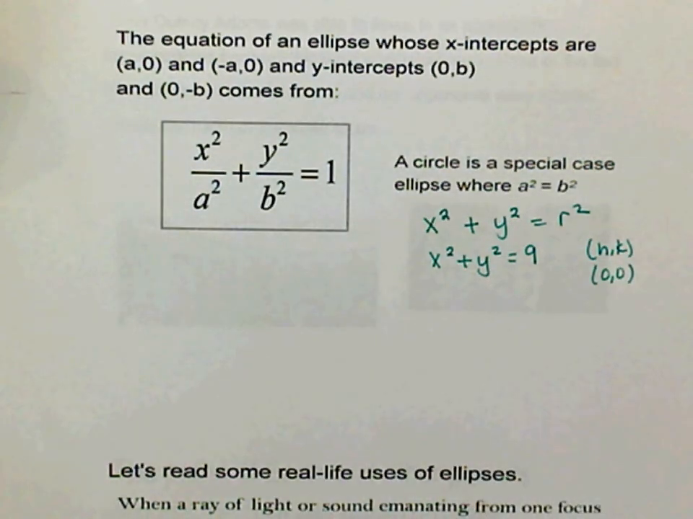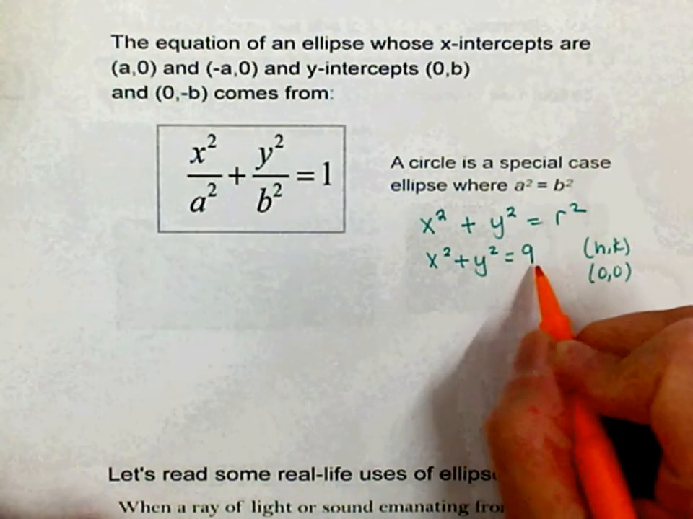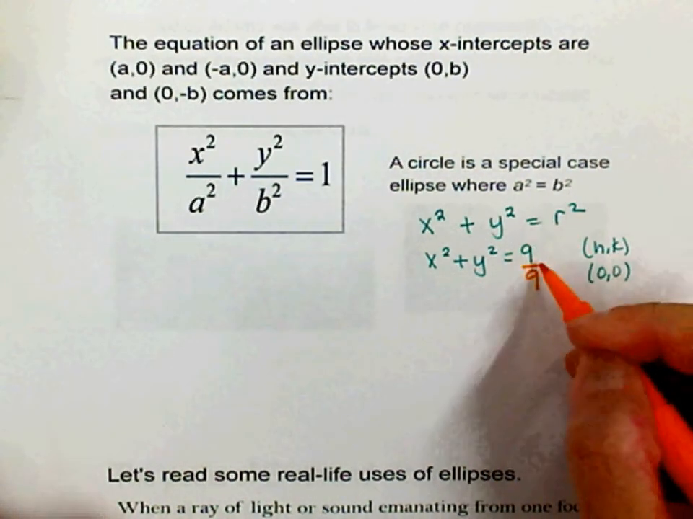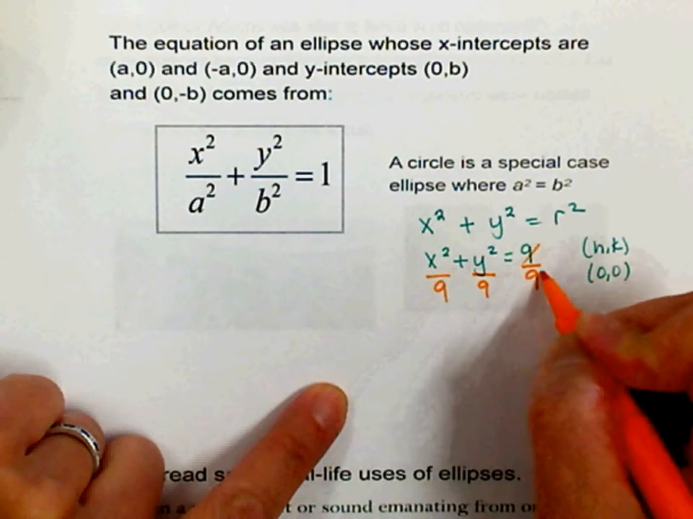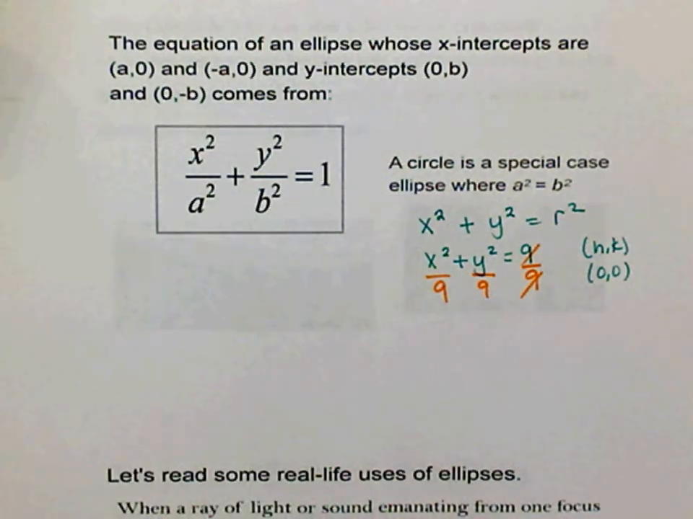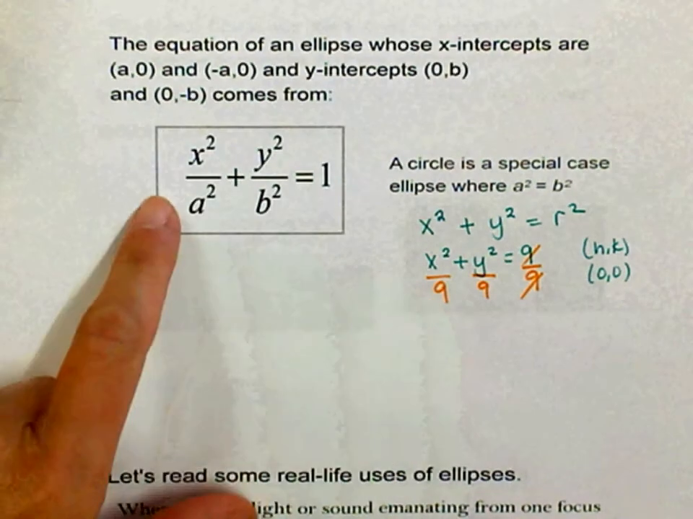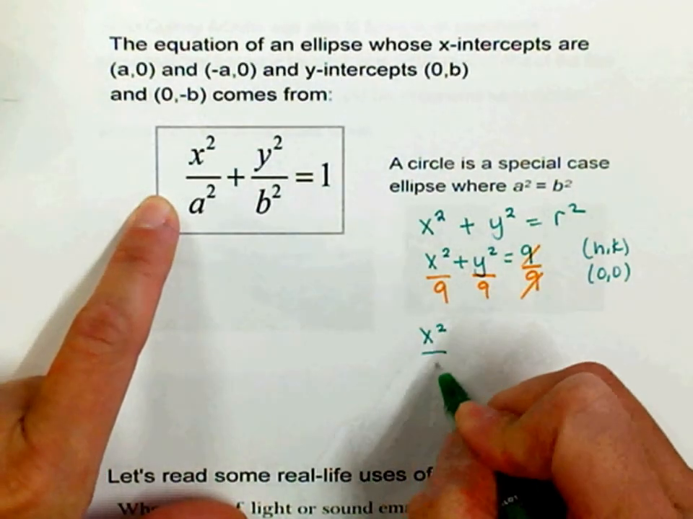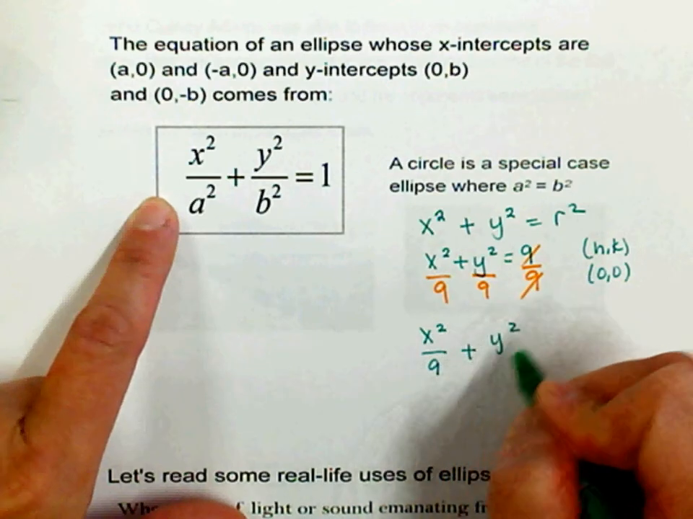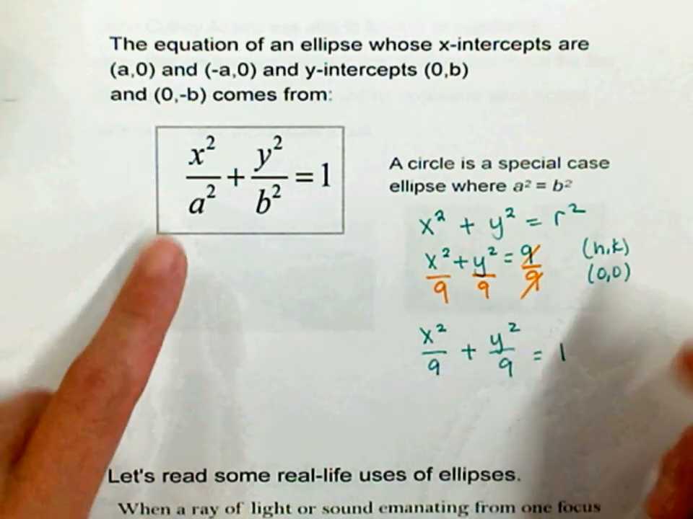Mathematically, you can divide everything by 9. If you divide this by 9 to get a 1, you have to divide everything by 9. Did you guys see that? All right, so now my equation looks like this. I have x squared over 9 plus y squared over 9 is equal to 1. You see how it looks like that?